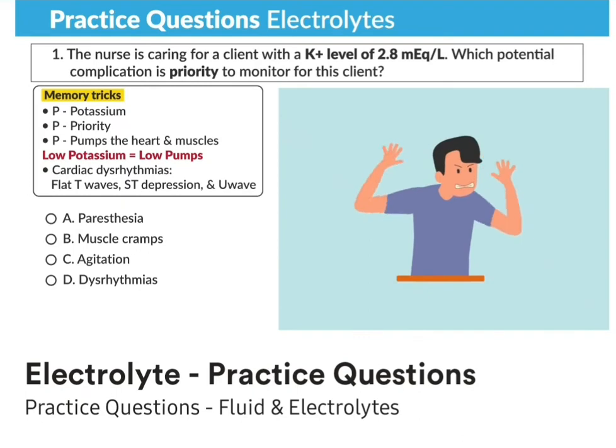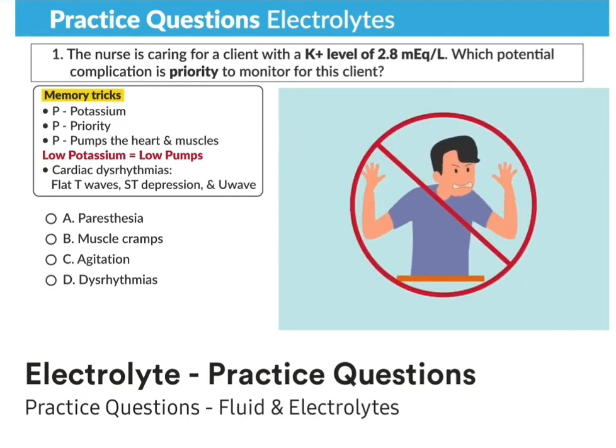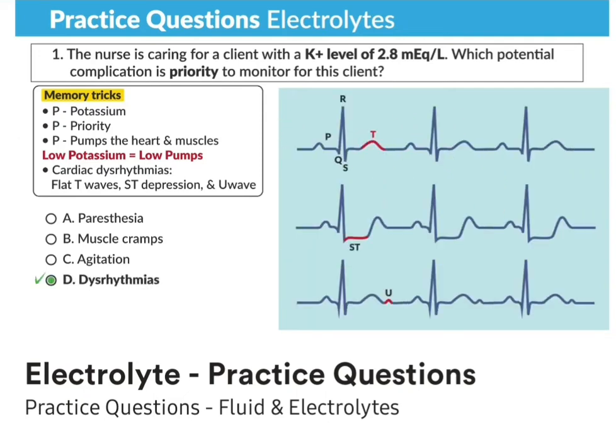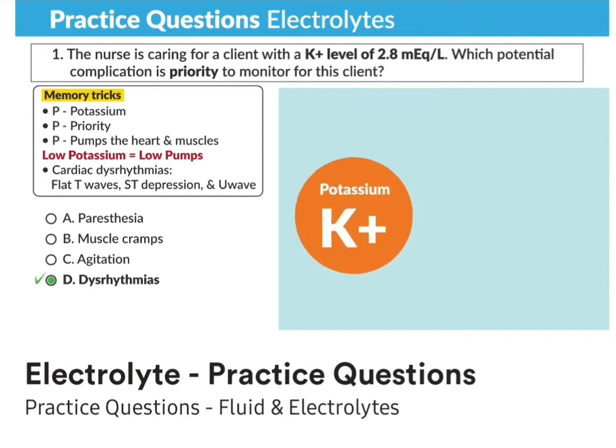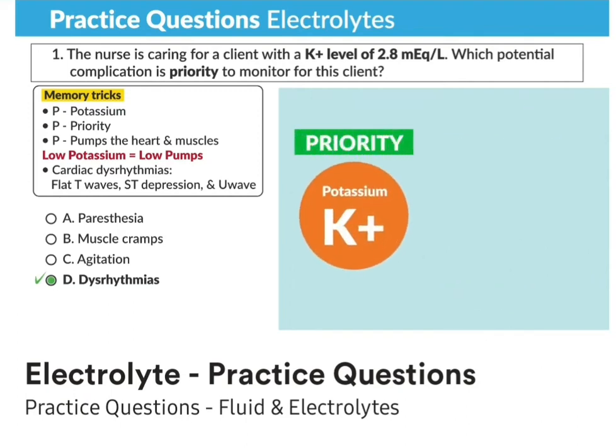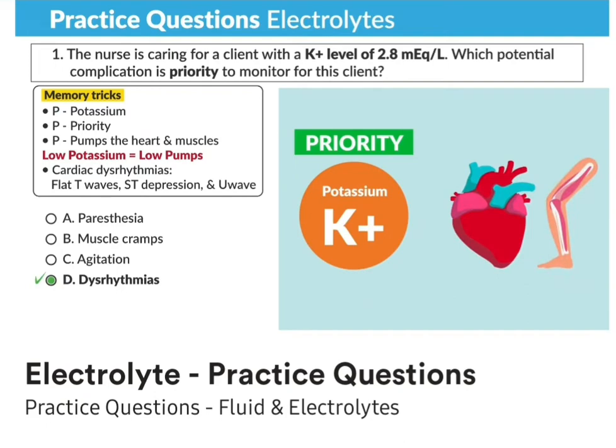Now C is agitation. This one is very close, but it's incorrect. I can see if you thought brain damage here, but no, that's more for low sodium, that hyponatremia with cerebral edema. Now D is the most correct. Dysrhythmias, yes, as we outlined above, because potassium is priority because it pumps the heart and the muscles.